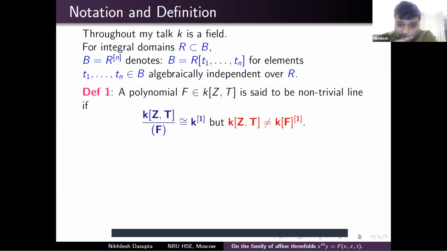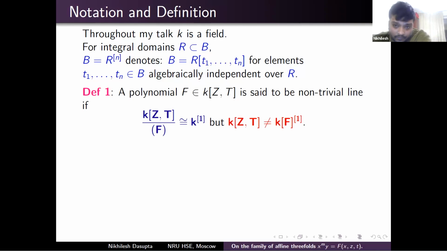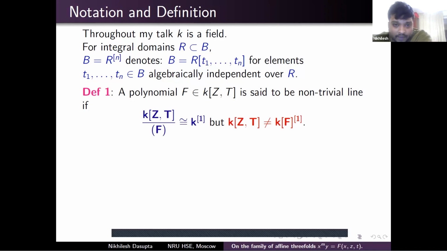So first of all, a definition. A polynomial f in K[Z, T] is said to be a non-trivial line if, maybe some of you are familiar with the word line, K[Z, T] modulo f is K^[1]. Then f is said to be a line. But I have used the word non-trivial. What is non-trivial here? That f is still not a variable in K[Z, T].